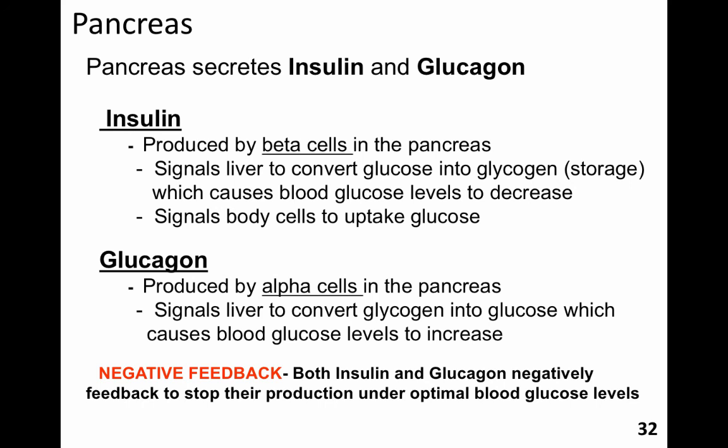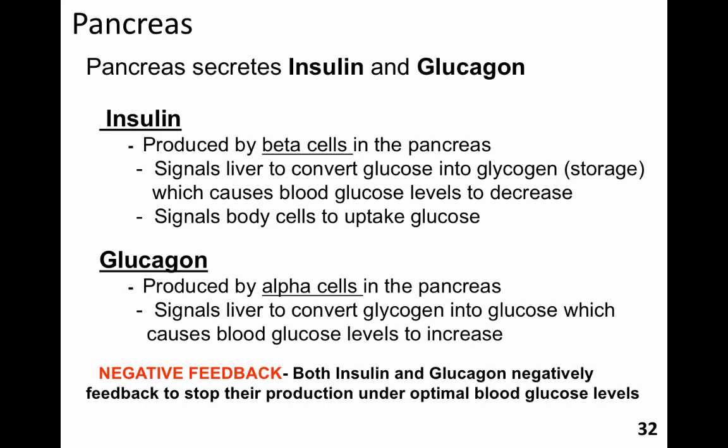So after you eat, beta cells basically tell the liver, we have enough glucose, let's store it for later. It also is going to signal body cells to take up glucose.